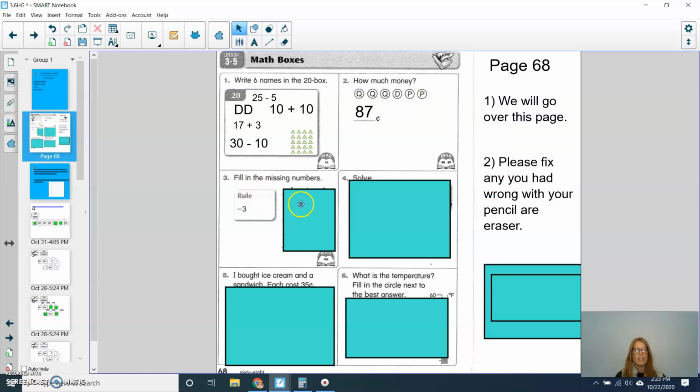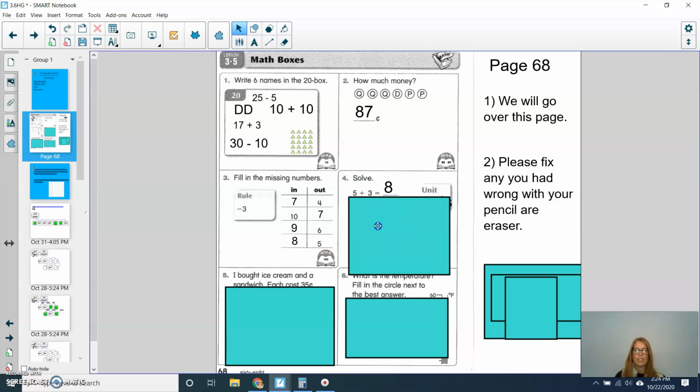For question number 3, fill in the missing numbers using the rule minus 3. So for this first one, I needed to do the opposite since I was given the out. So I know 4 plus 3 gets me to 7. Then I had 10 minus 3, which is 7. 6, now I had to do plus 3 to get 9 since I was given the out. And then 5 plus 3 was 8. Again, I had to do the opposite since I was given the out.